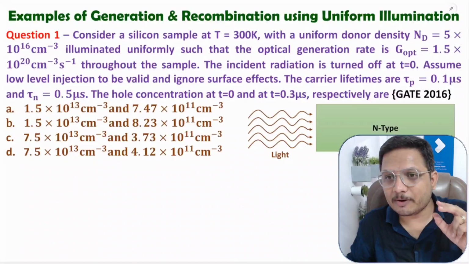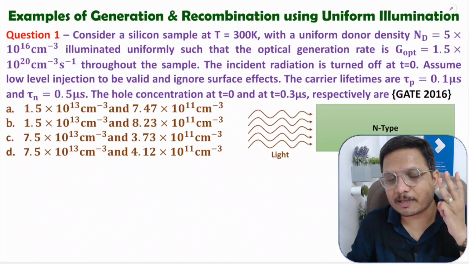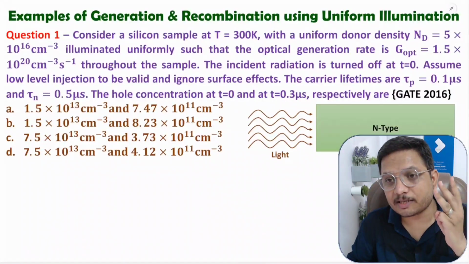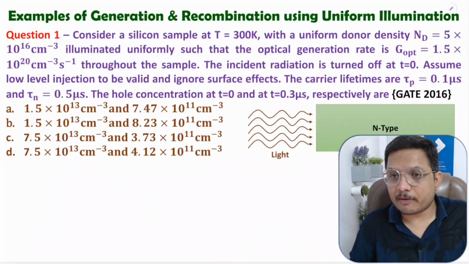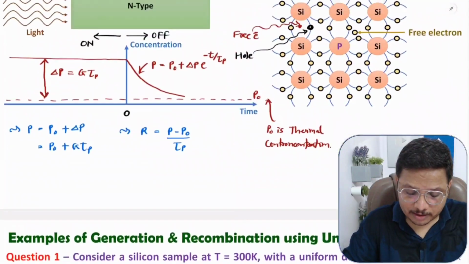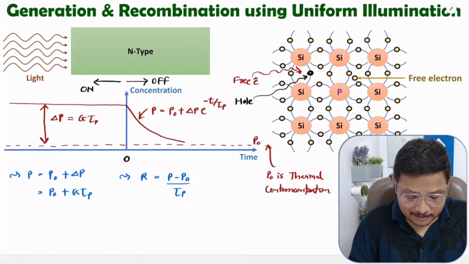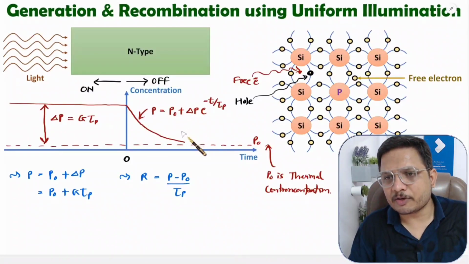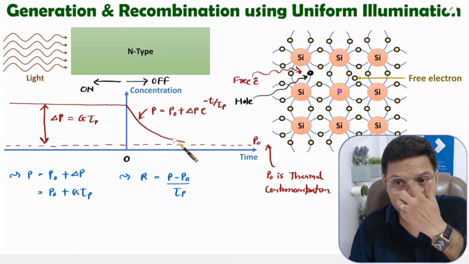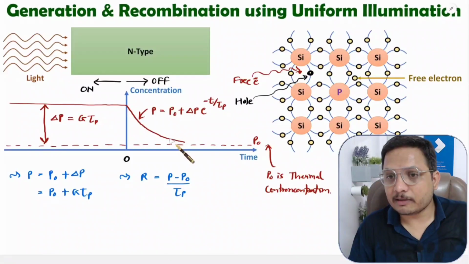In this video, I'm going to solve three very interesting examples based on generation and recombination using uniform illumination. In my last video, I have explained the theory based on this. By this theory, you will be able to understand how these formulas are coming. So I request you to go through my last video. By using these formulas, I'll be solving three questions.